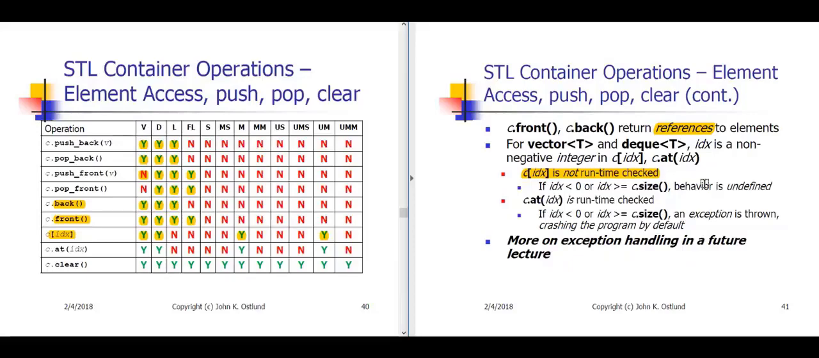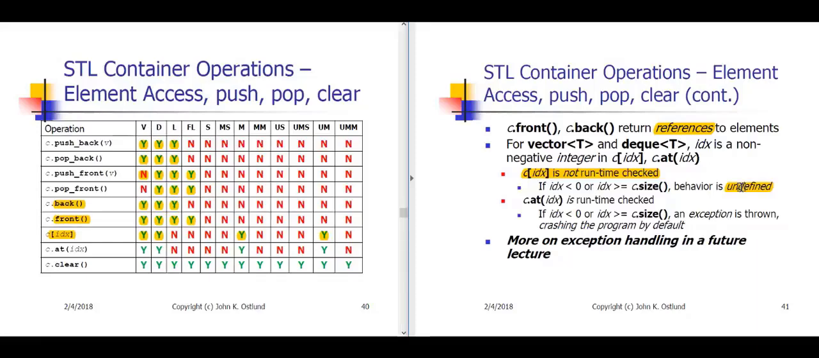Checking at runtime takes a little bit of extra time, and C++ is severely allergic to taking a little bit of extra time, if that can possibly be avoided. So the square bracket is not runtime checked, and if you use an index that's outside of the range of subscripts for a vector or a deck, then what's going to happen is undefined. That could be any kind of behavior, from giving you back some kind of random value to crashing your program.